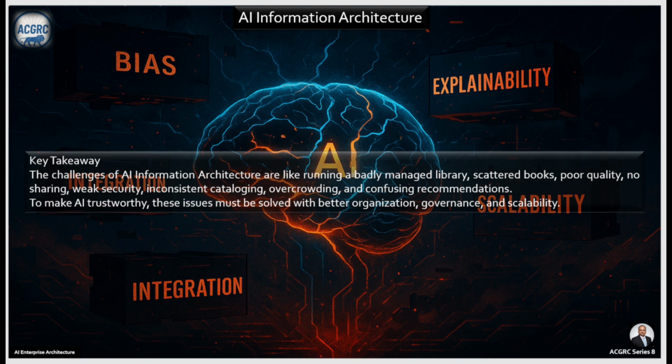If I want to summarize this whole discussion, we say imagine a library in chaos. Books scattered in boxes, some full of errors, and no clear catalog. Each branch keeps its own collection and won't share. While rare books aren't locked up, new donations flood in, but there is no shelf to hold them, and readers don't understand why they got certain recommendation. That's why AI information architecture struggles with messy data, siloed data, poor quality data, weak security, no standards, scalability issues, and lack of explainability. Hence, unless fixed, AI becomes unreliable, unsafe, and unfair.